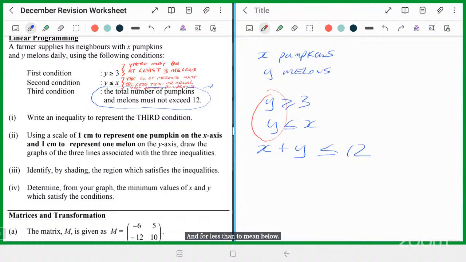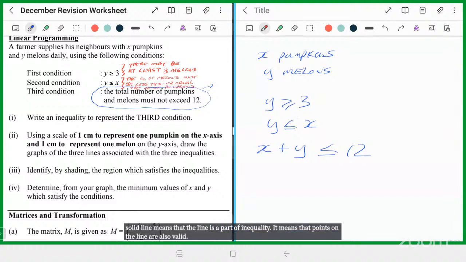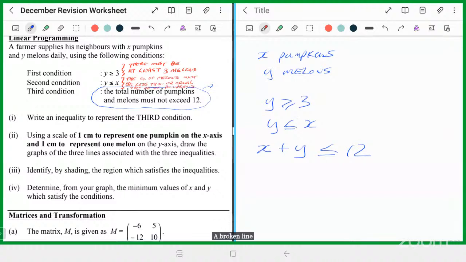We have no problem here because the y over here is positive, the y over here is positive, the y over here is positive. So this greater than means above, this less than means below, this less than means below. Then the line is either drawn broken or solid. A solid line means the line is a part of the inequality, so points on the line are also valid. A broken line is when points on the line are not valid, and that is indicated when the equal is not a part of the inequality.